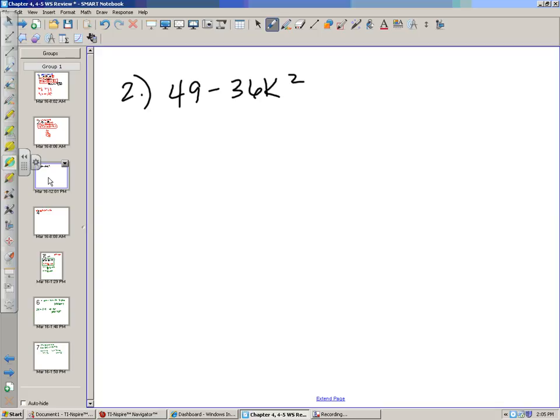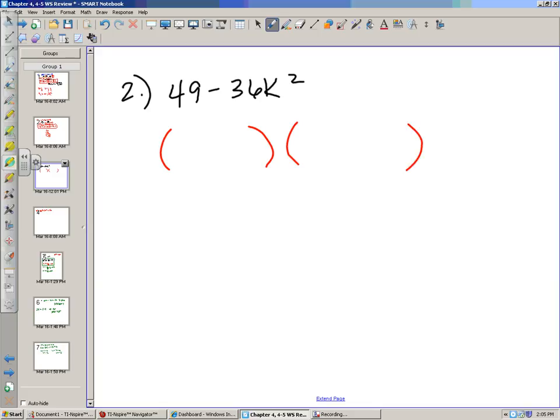No, since I have no GCF, how many of you are wanting to flip-flop these around and put negative 36k squared plus 49? Please don't. Leave it alone. It makes no difference if you put the number first or the variable first, okay? Go straight to two binomials.